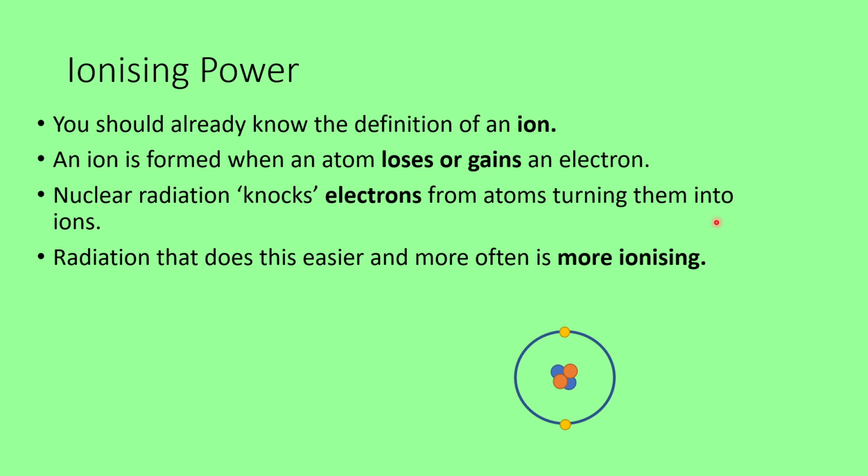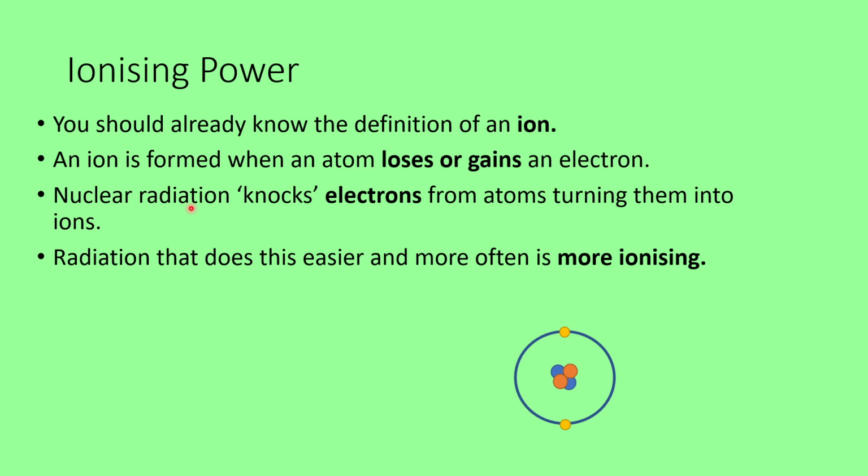The third property is this property of ionizing. You should already know the definition of an ion, but if you don't, an ion is formed when an atom loses or gains an electron. So we have an atom here. At the moment, there are 2 protons and 2 electrons, so this atom has an overall charge of nothing, or 0. But if it was to lose or gain an electron, suddenly it would gain a charge. It would have more or fewer negative charges than positive, and it would have an overall charge.